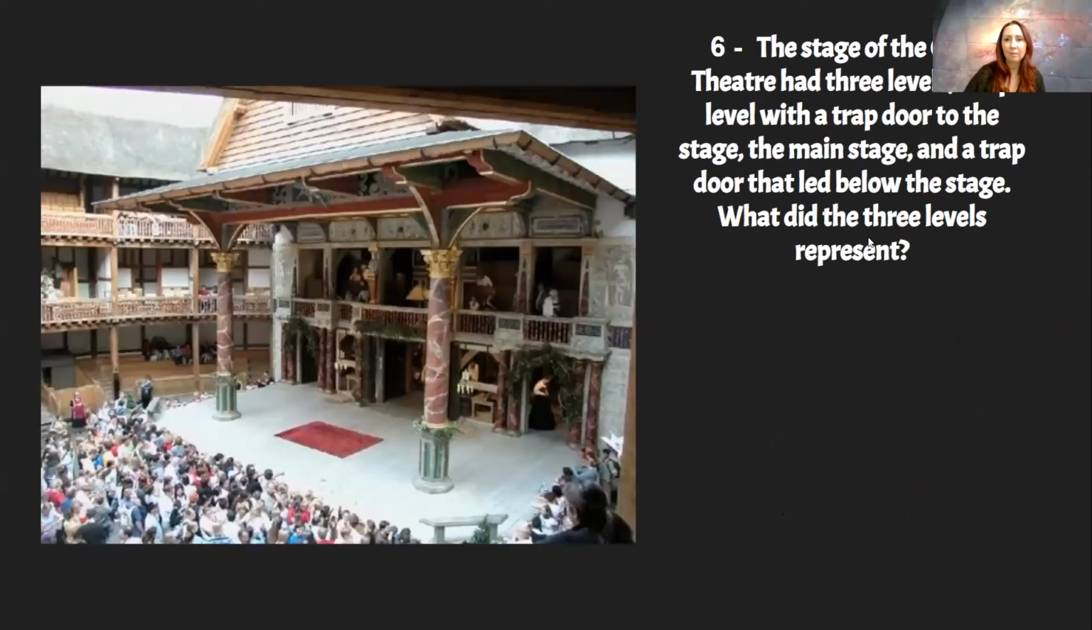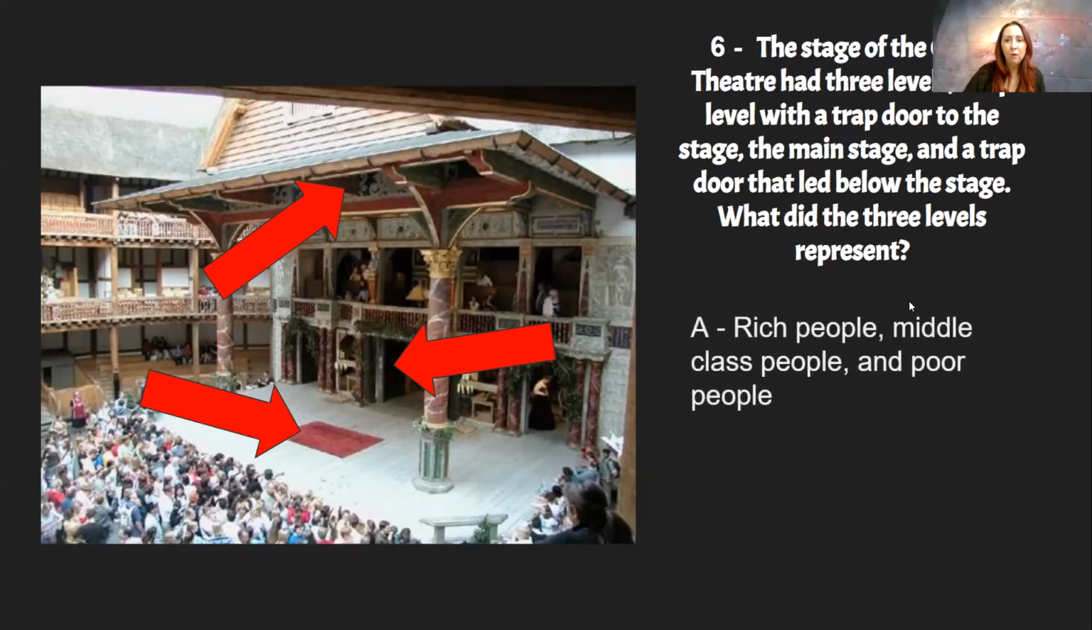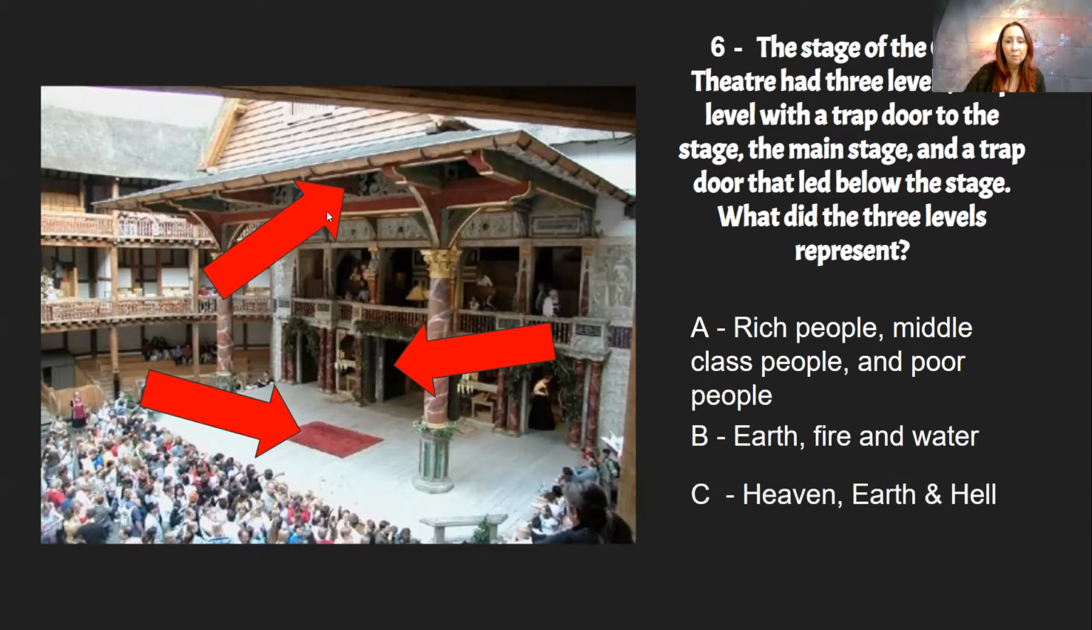All right, question 6. Here we have a picture of the Globe Theater. The stage of the Globe Theater had 3 levels. A top level with a trap door. Remember, there was a trap door right here. And then there was the main stage. This is where all the actors would be performing their play. And then there was a trap door that went below the stage. What did these 3 levels represent? If you think they represented rich people, middle class people, and poor people, write the letter A. If you think they represented earth, fire, and water, write the letter B. And if you think it represented heaven, earth, and hell, write the letter C.